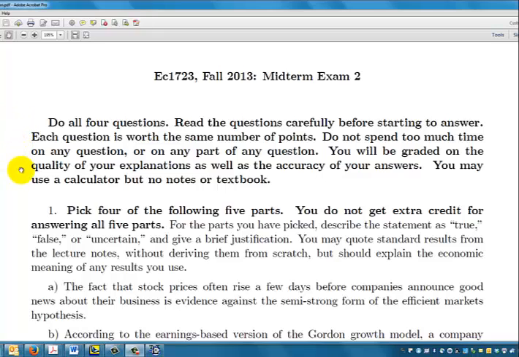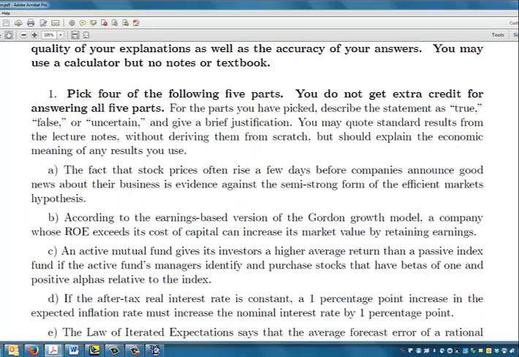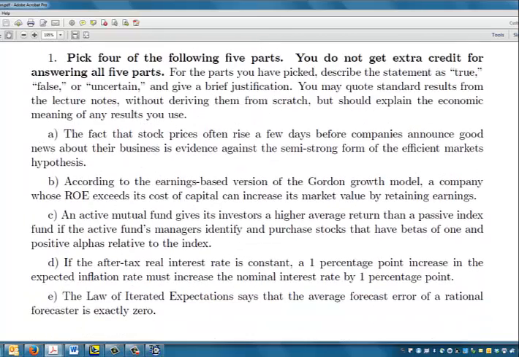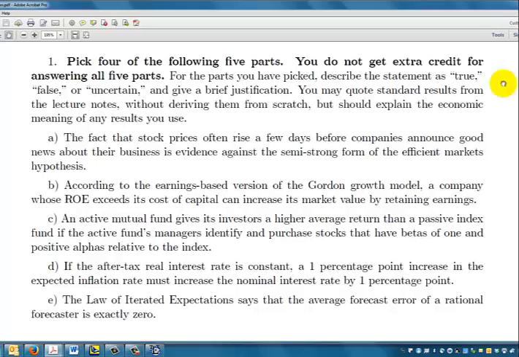So the first question, I'm going to move us down here. The first question asks you to do short answers describing statements as true, false, or uncertain, and give a brief justification. So here are the 5 questions.